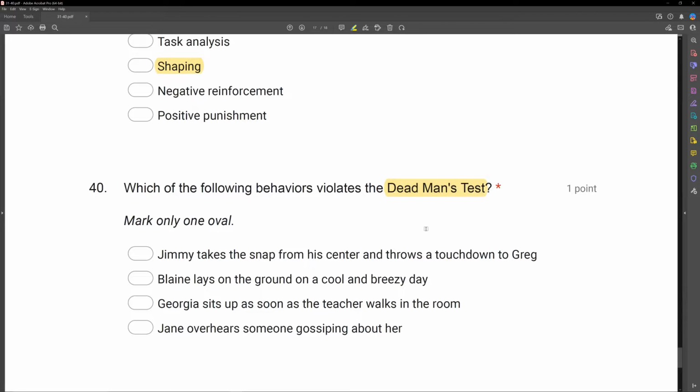Well, we're going to look for a behavior that a dead man could do. A, Jimmy takes a snap from a center and throws a touchdown to Greg. Could a dead man take a snap and throw a touchdown? No. B, Blaine lays on the ground on a cool and breezy day. Could a dead man lay on the ground on a cool and breezy day? Absolutely, right? They're not going anywhere, okay? They could easily lay on the ground on a cool and breezy day. C, Georgia sits up as soon as the teacher walks in the room. Can a dead man sit up? No. D, Jane overhears someone gossiping about her. Can a dead man overhear? Right? So, which of the following behaviors violates the dead man's test? Laying on the ground on a cool day.